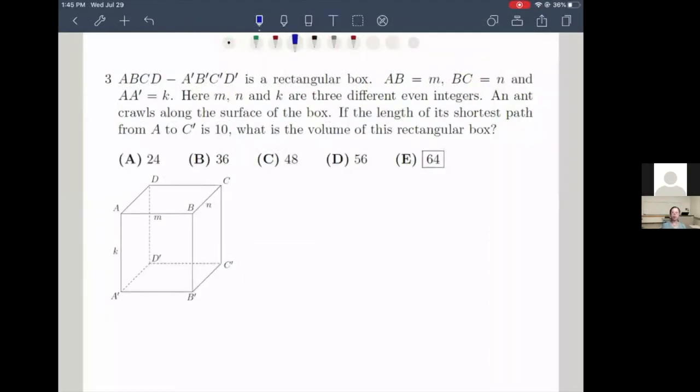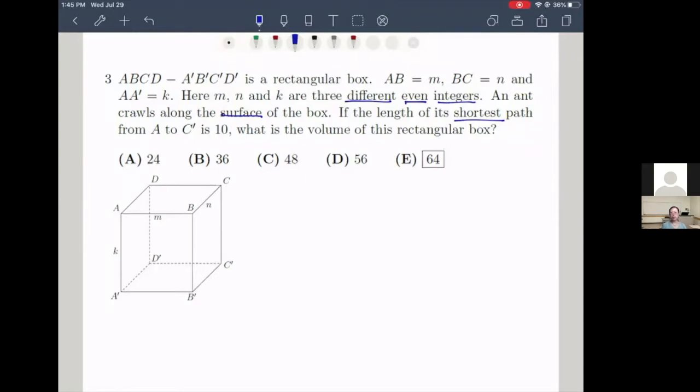Problem 3. We have a rectangular box. AB equals M, BC equals N, and AA prime equals K. We know that the three numbers are three different even integers, and an ant crawls along the surface of the box. If the length of its shortest path from A to C prime is 10, what is the volume of this rectangular box? Let's see how we should use this information.